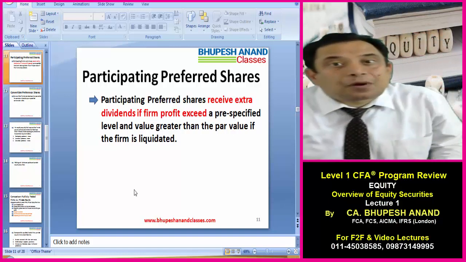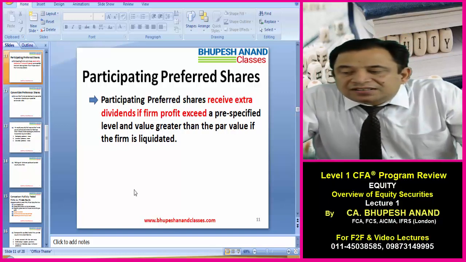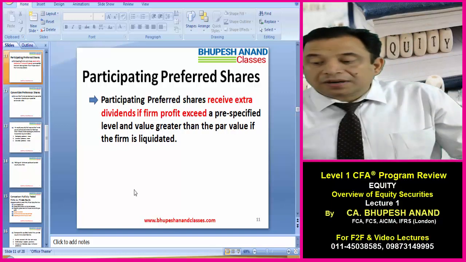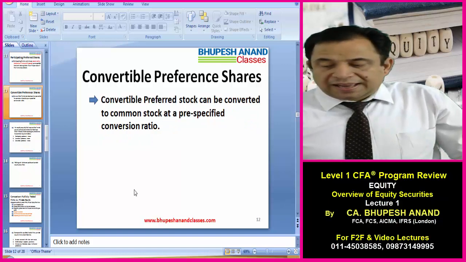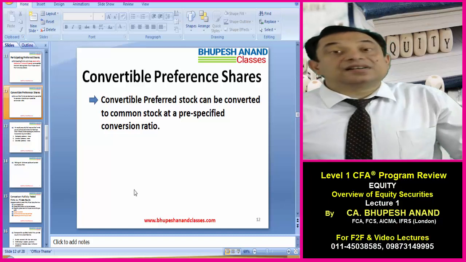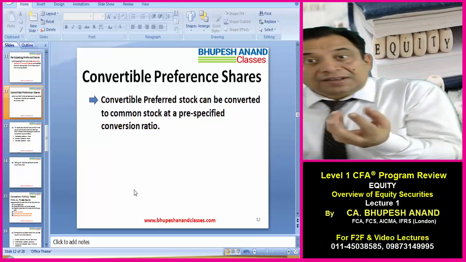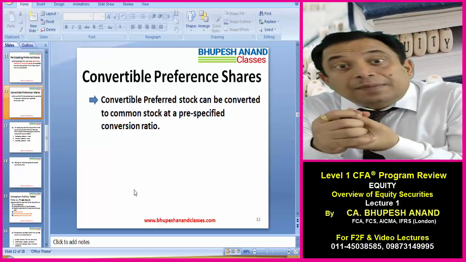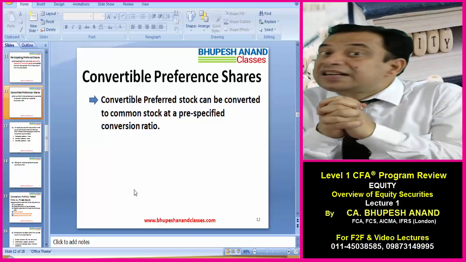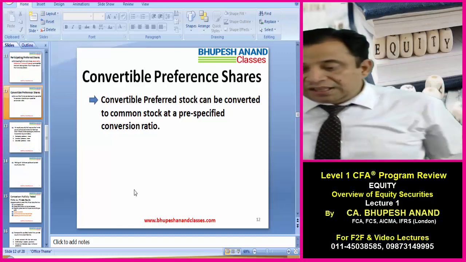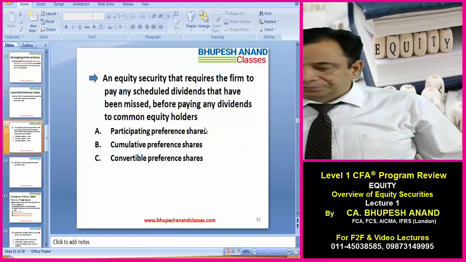Participating in the extra profits. Participating preferred shares receive extra dividend if the firm is liquidated. Convertible preferred shares can be converted into equity shares at a conversion ratio, a swap ratio, an exchange ratio. And generally, as I have told you, venture capitalists go for these types of preference shares.